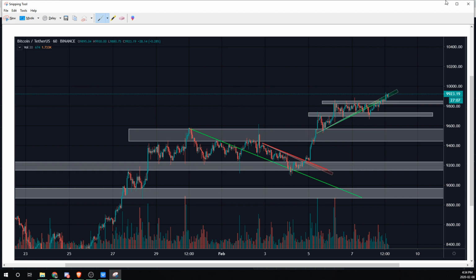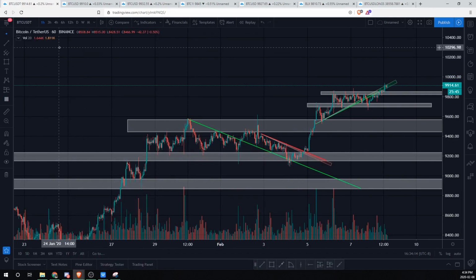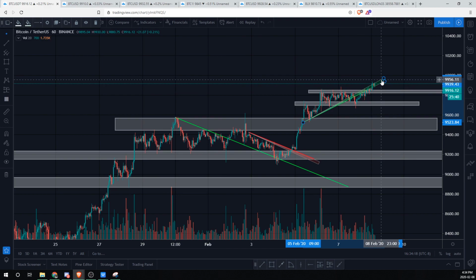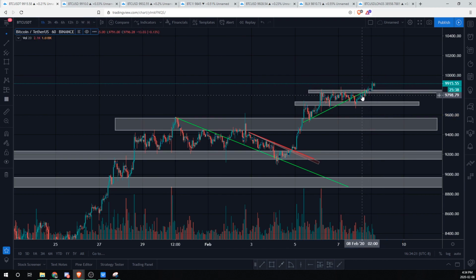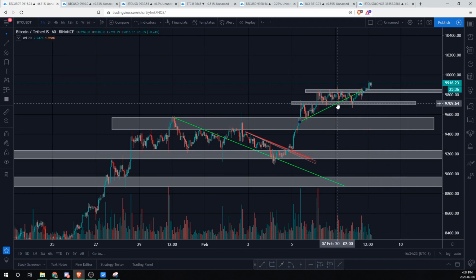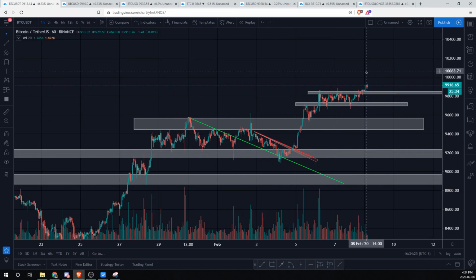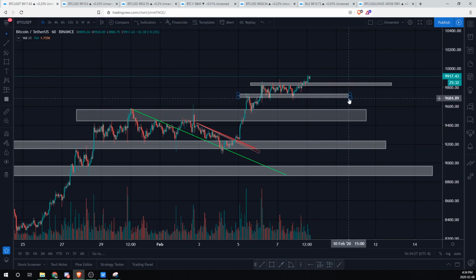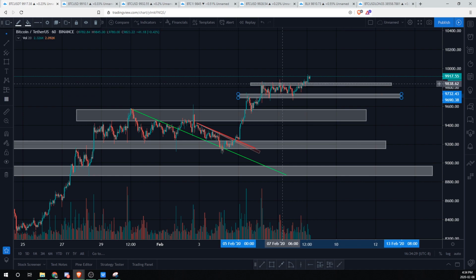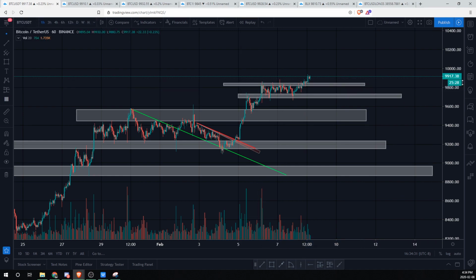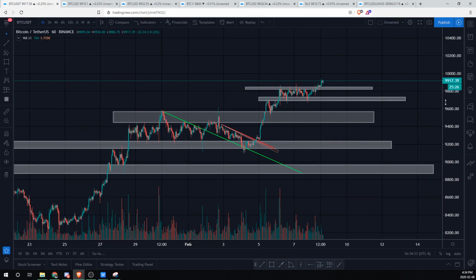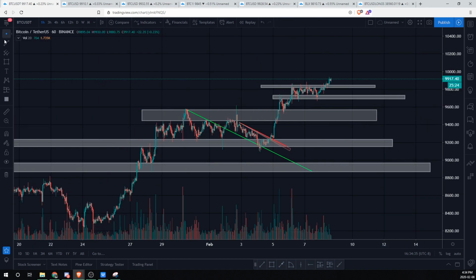So now that we've discussed really everything from the monthly down to the hourly, let's just talk about different scenarios here. So let's just delete this because that is no longer relevant. We are basically just broken out fresh of a new consolidation. I do see some highs or lower highs I could connect. Let's just potentially see what we have here.